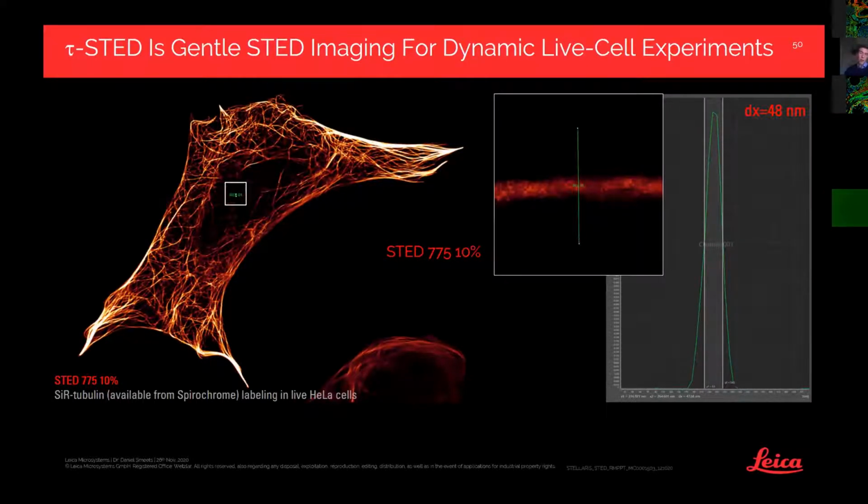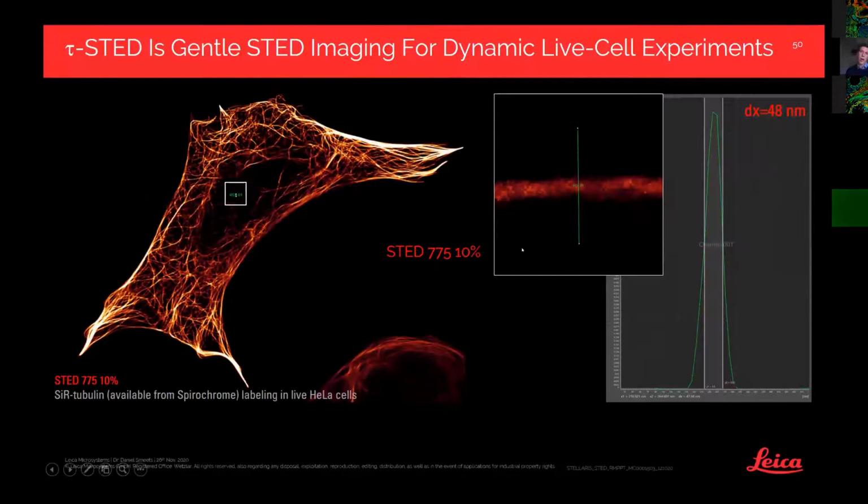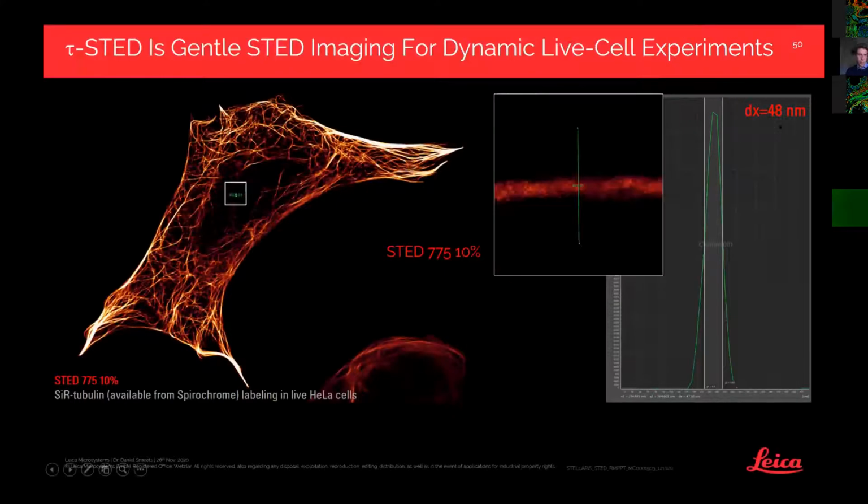I mean, ideally, you of course do that in the longer part of the spectrum. The more redshifted you go, the less energy you put into your sample anyhow. So here you see an example of an SiR-tubulin, where 10% 775 depletion laser power have been used, and where in a living cell we could then measure 48 nanometer, which is pretty good already.